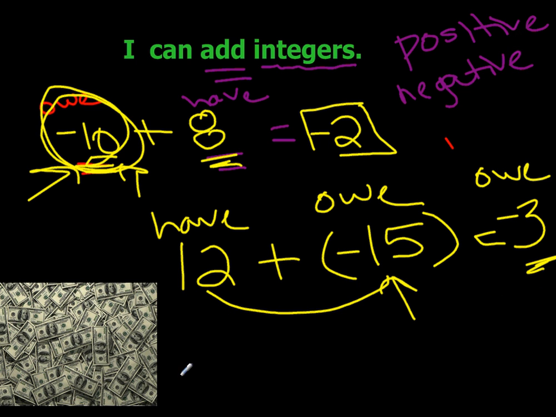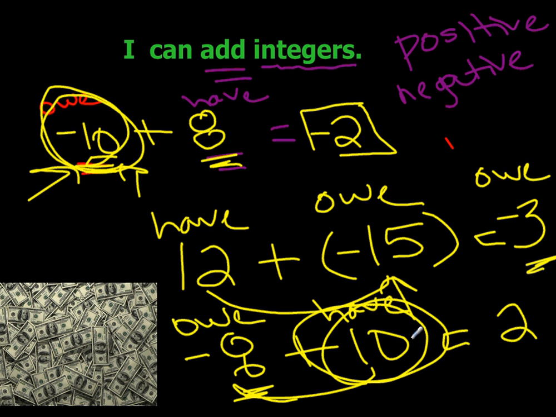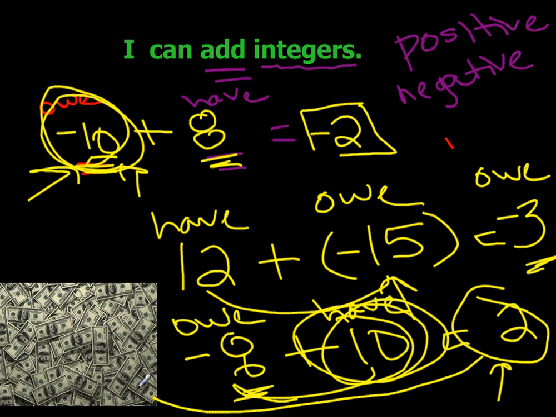So let's try one more. What if I had -8 plus positive 10? This time, maybe you owe someone $8 or you want to purchase something for $8, but you have 10. We're still going to subtract 10 minus 8 and you get 2, but this time I have money left over, and I end up with a positive 2. Of course, that's where we always want to be when we're dealing with money.